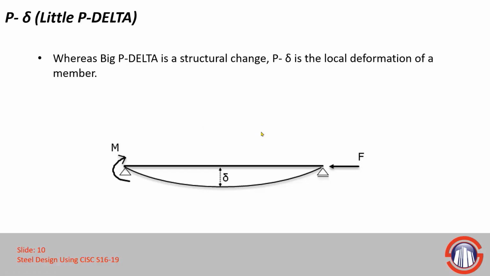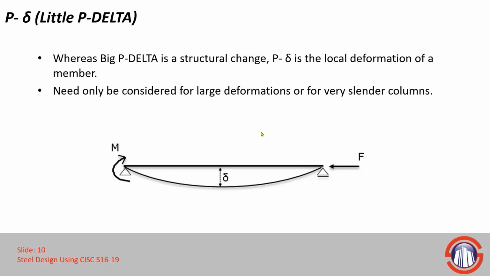It can be thought of this way: compared to big p-delta effects, which are more of a structural change, little p-delta effects are a local deformation of a specific member. You may want to consider these if you have very large deflections in your model, or perhaps very slender columns, which would make them more susceptible to this type of behavior.